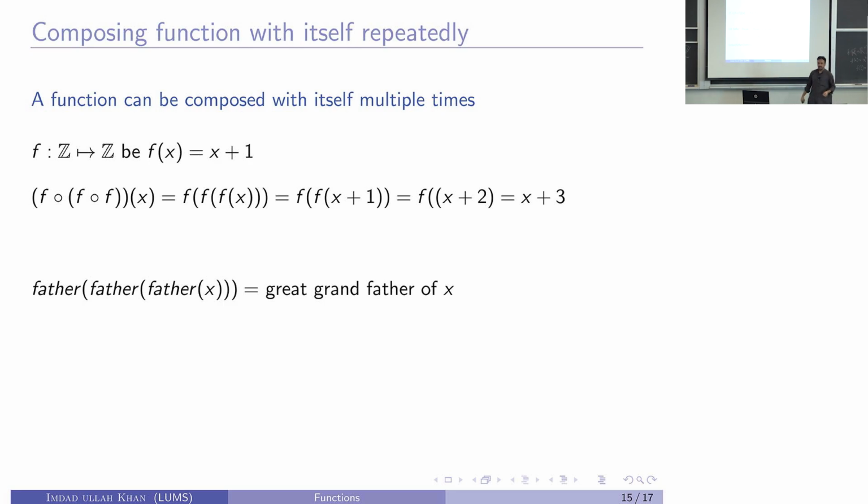And this is the best way to demonstrate recursion, or what is it called? Function composition or recursion, yeah. So father of x is a function. You give it a person's name, and it will give you the name of the father of that person, right? So what will be father of father of x? It will output the grandfather. And father of father of father of x will be the great grandfather, whatever.